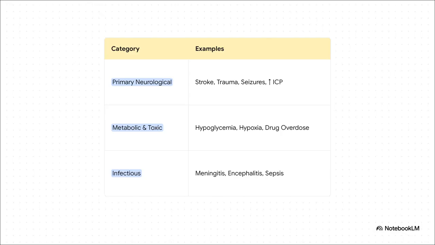Let's flesh out those buckets with some of the usual suspects. For primary neurological causes, we're talking about structural problems, things like a massive stroke, a bad head trauma, a seizure, or a tumor causing increased intracranial pressure. For metabolic and toxic causes, think about the body's chemistry going haywire: dangerously low blood sugar, a lack of oxygen, or drug overdose. And finally, for infectious causes, you're thinking about things like meningitis, encephalitis, or even just overwhelming sepsis from somewhere else in the body.